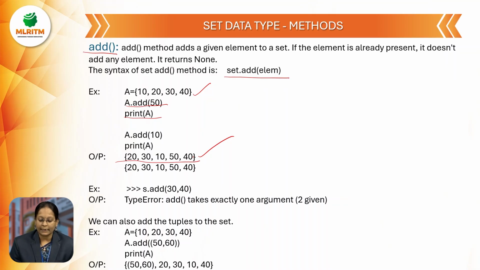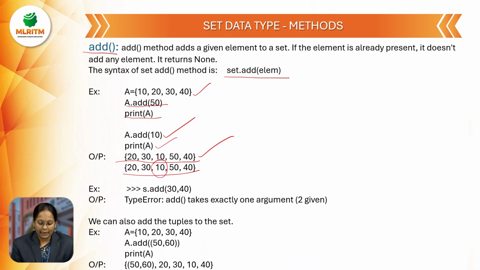After adding and printing, again I am trying to add 10, which is already present in the above set. But when we add this 10, it is a duplicate value to the above set. That's why A dot add of 10, then I print, and the set deletes duplicate values. That's why we are getting the 10 only once in the set.